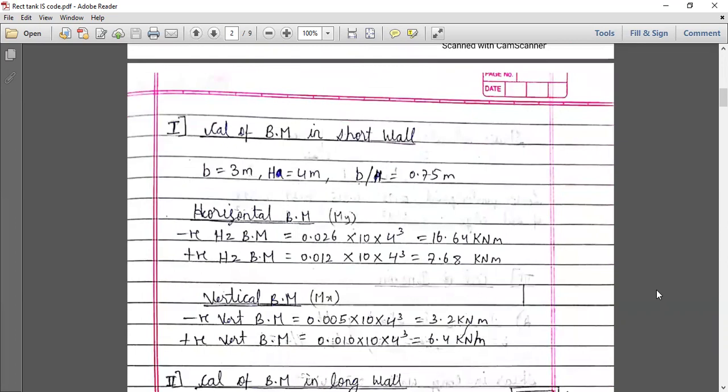So here B is 3. Okay, so when you're finding out the bending moment in the short wall, so your value of B will become the length of the short wall. ठीक है, तो short wall कितना है 3 और long wall कितना है 4 and h is nothing but the total height 4. So first we will have to find out the ratio B by h.